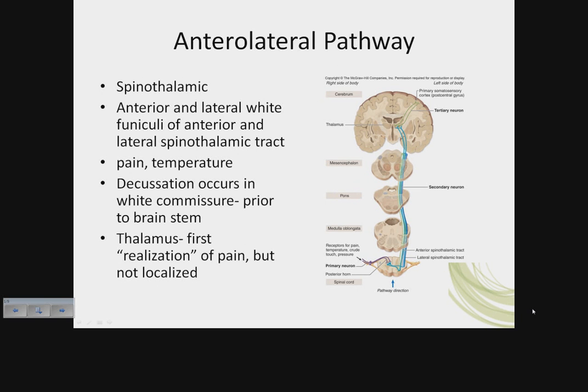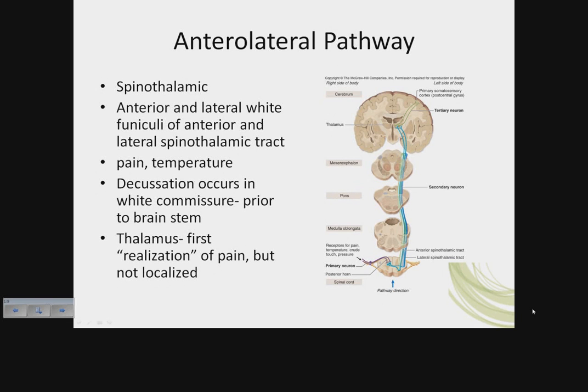The anterolateral pathway is also important for crude touch and pressure, but for our intents and purposes, we're going to focus on pain and temperature. Now, where the secondary neuron synapses on the tertiary neuron, or third order neuron, it's up here at the thalamus. Move your eyes upward in our picture, and you'll see that the blue axons are terminating on the green neurons. Now, where this termination occurs, the synapse, this is where our first realization of pain is going to occur. But you don't know exactly where that pain is coming from. You just know that you're hurting. You can't really localize it.